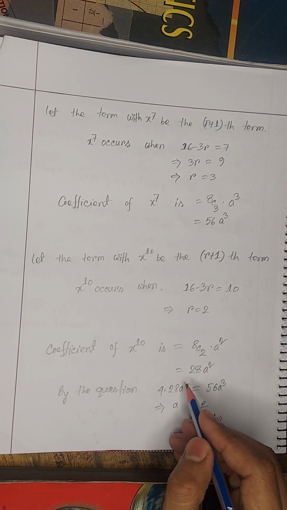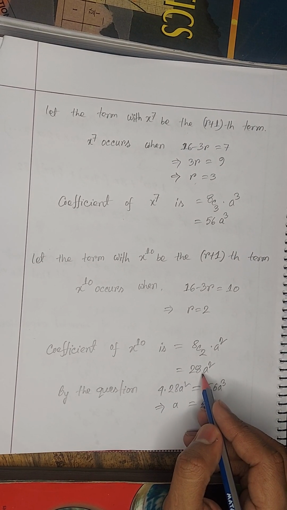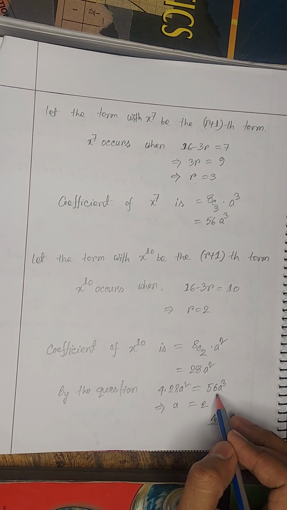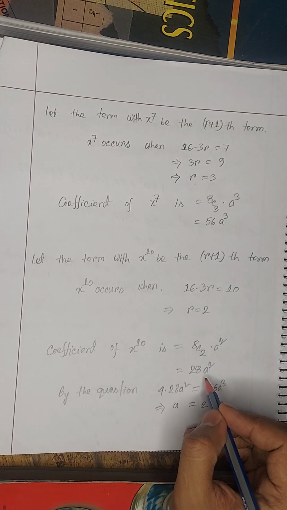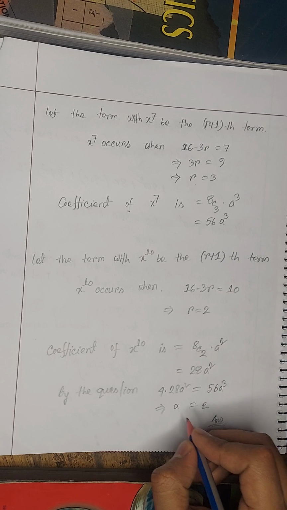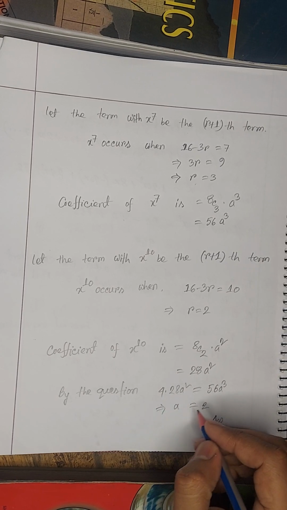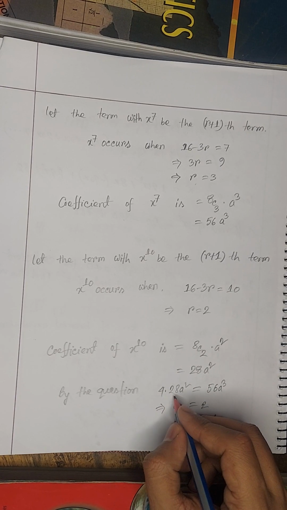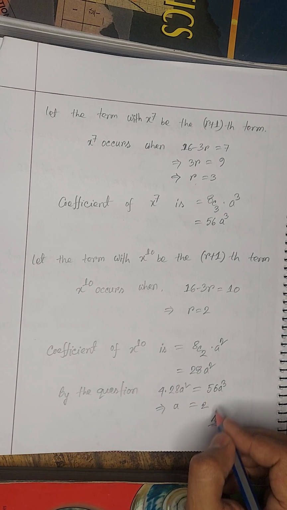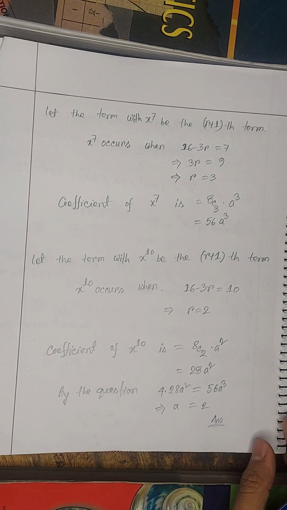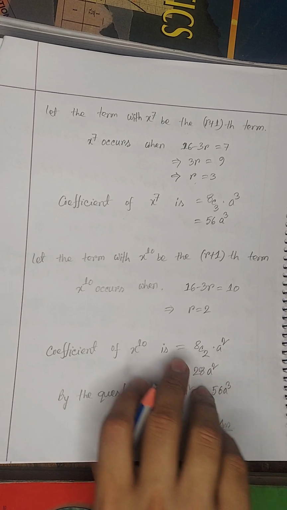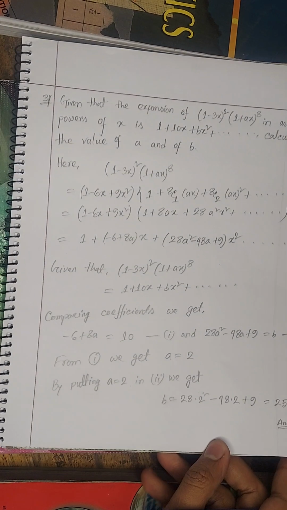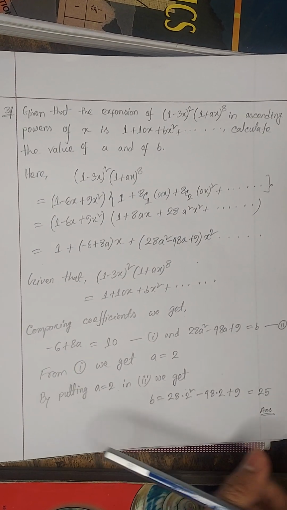We are given that this coefficient is 4 times this coefficient of x to the power 10. So by the question, 4 times 28 a square is equal to 56 a cube, which implies a is equal to 2. Now let's go for another problem.